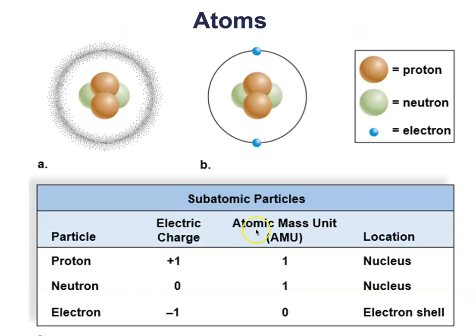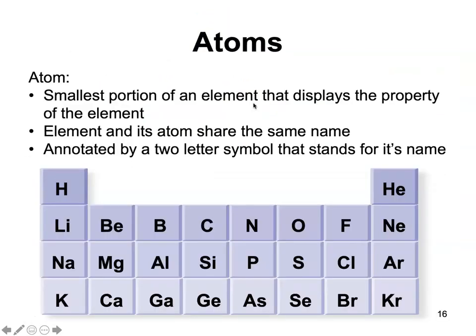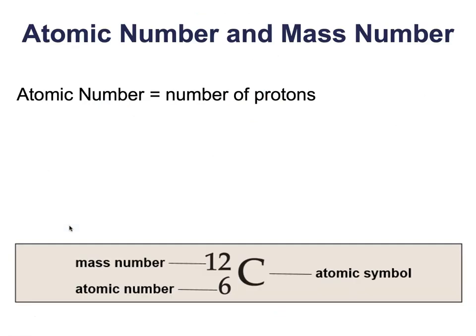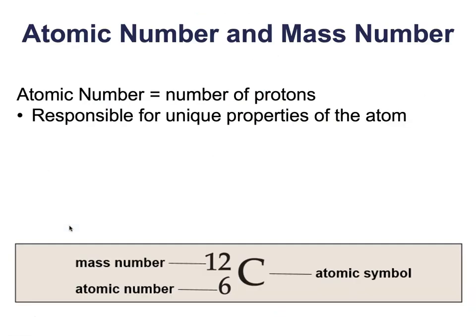So for example, this is helium right here. If we were to take one of those protons away, we wouldn't have helium anymore. We would suddenly have a completely different element known as hydrogen. If we were to add another proton, so we have 2 protons in here, if we were to add another proton, we wouldn't have helium anymore. We would suddenly have lithium. Lithium has 3 protons in its nucleus. So the atomic number is going to be responsible for the unique properties of that atom.